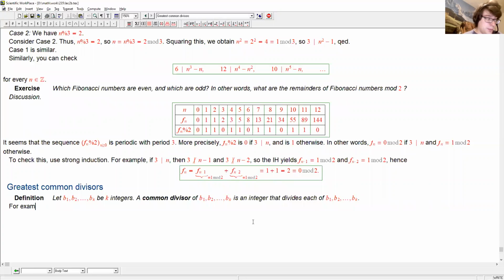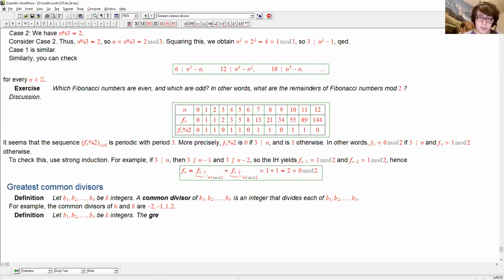So, for example, the common divisors of 6 and 8 are -2, -1, 1, and 2, because they divide both 6 and 8. Next, we define the greatest common divisors. There is a little annoying surprise in there.